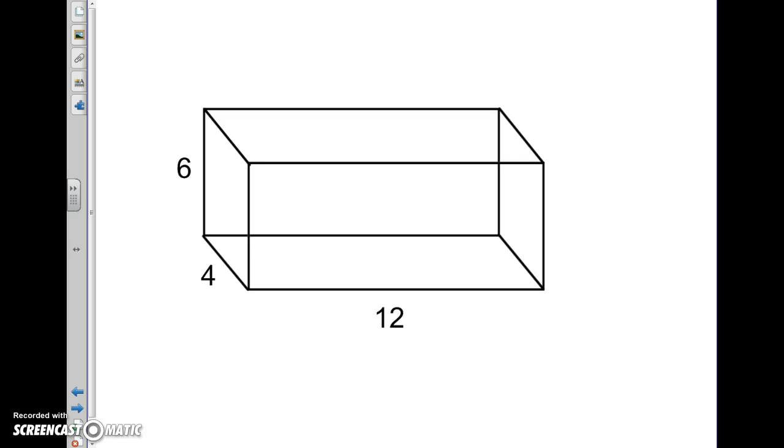Okay, so we have a rectangular prism here with a length of 12 units, a width of 4 units, and a height of 6 units. So I'm going to use what we discovered today, is that if we multiply the length times the width, that gives us the base of this rectangular prism. And then the height is just like those layers, counting them up. So we can just do this base times the height. So the length times the width times the height. So that's exactly what I'm going to do.